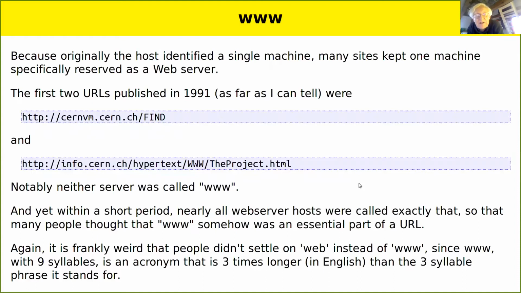Since originally the host was identified as a single machine, many sites kept one machine specifically reserved as a web server. The first two URLs published in 1991, as far as I can tell anyway, were http://cernvm and //info. Interestingly, neither of them was called www. And yet within a short period of time, nearly all web server hosts were called exactly that, www.